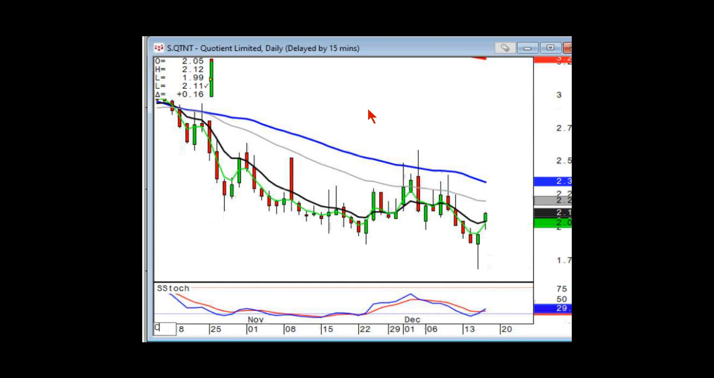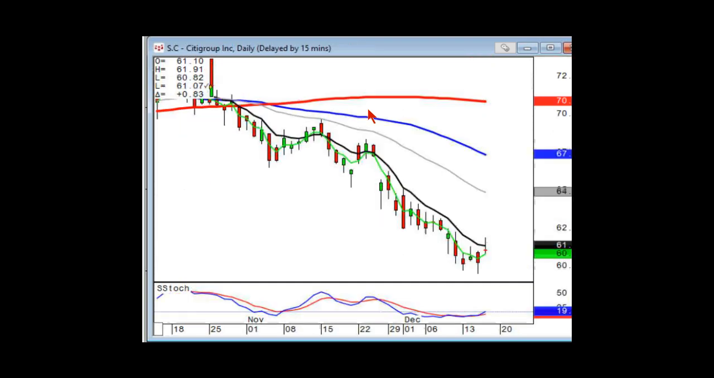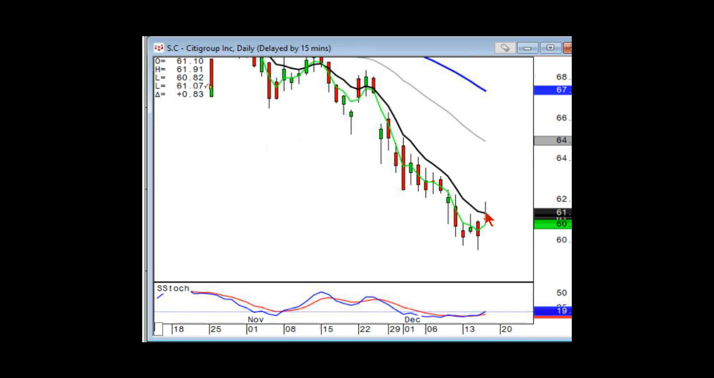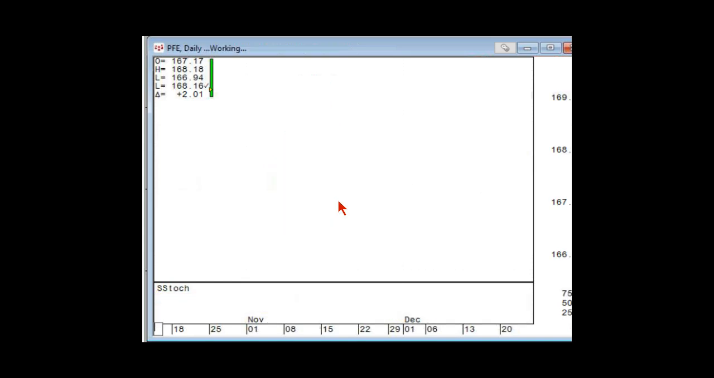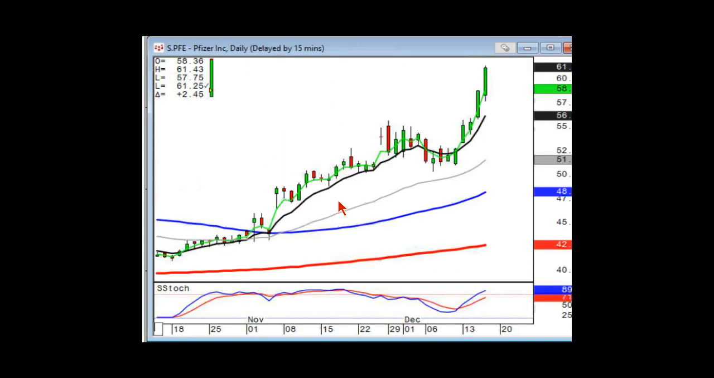See, Citigroup, nothing yet. Now, if I'd been short, I would have covered the short today, but I wouldn't be going long. So right now, I wouldn't be long or short. Gold, we said pop back up. Pfizer, stay long on this J-hook pattern.